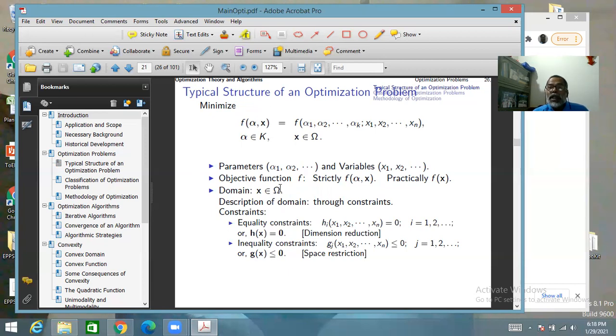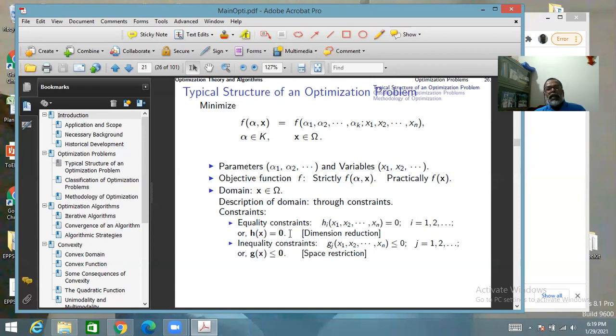Now, how do you describe the domain? The description of the domain is through constraints, which can be of two kinds. It could be an equality relationship, an equation among the variables, in which case you will call it an equality constraint. There can be several of them, h1, h2, h3, whatever. Together in the vector notation, you could say this. And what equality constraints will do is that they will, in effect, reduce the dimension of the domain.